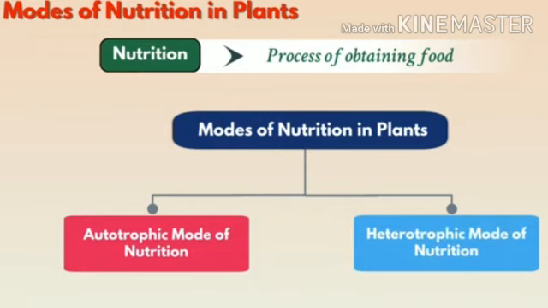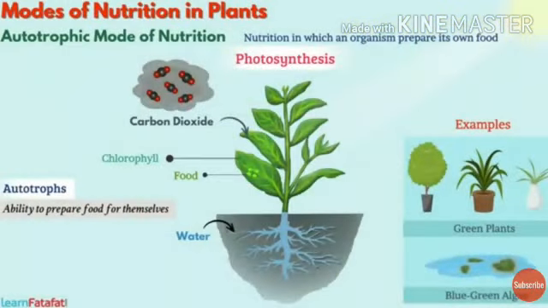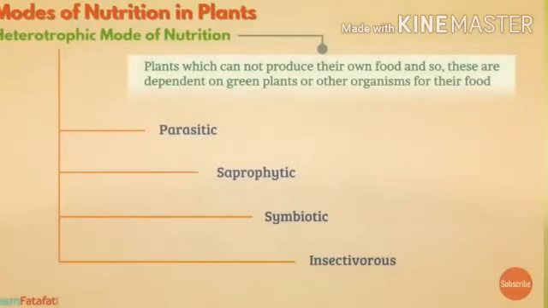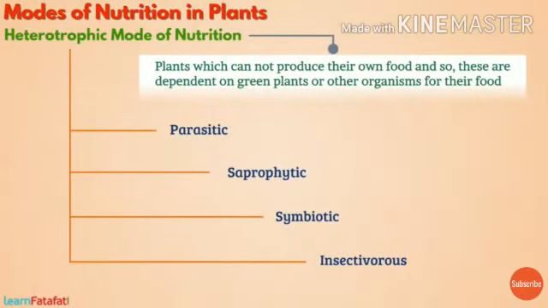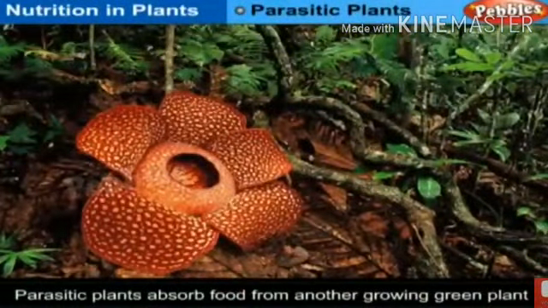So, what are the types of nutrition? They are autotrophic and heterotrophic. What is autotrophic? All plants are capable of making food by the process of photosynthesis. This is called the autotrophic mode of nutrition. Another type is the heterotrophic mode of nutrition. All living organisms except plants depend on other animals for food. So, these are the types of heterotrophic mode of nutrition.